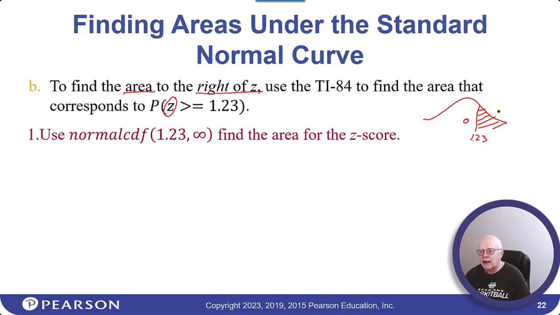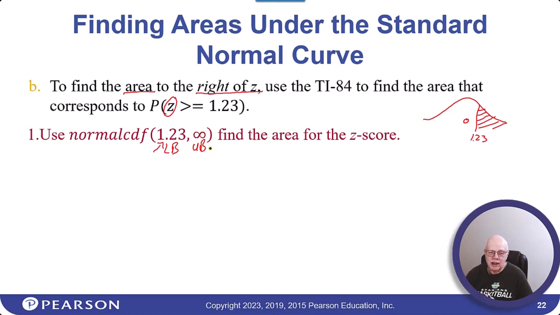Now remember, the area under the curve is 1 or 100%. If you look at this, this is less than half because it's to the right of 1.23. So keep that in mind. So when you get your answer, it needs to be less than that 0.5. So normal CDF, this time 1.23 is your lower bound and your infinity is the upper bound.